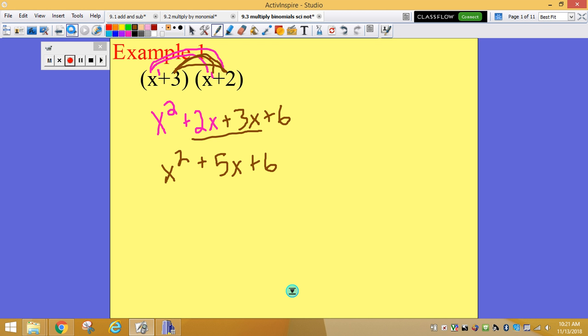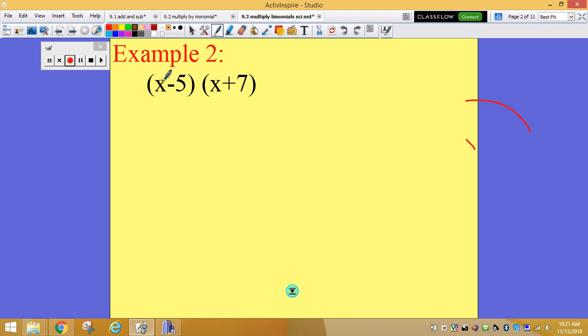Let's do another one. Write this one down. Again, I'm going to take my x and I'm going to multiply it to both. So x times x is x squared. X times 7 is 7x. Then we do the same thing with my negative 5. Negative 5 times x is negative 5x. Negative 5 times 7 is negative 45.